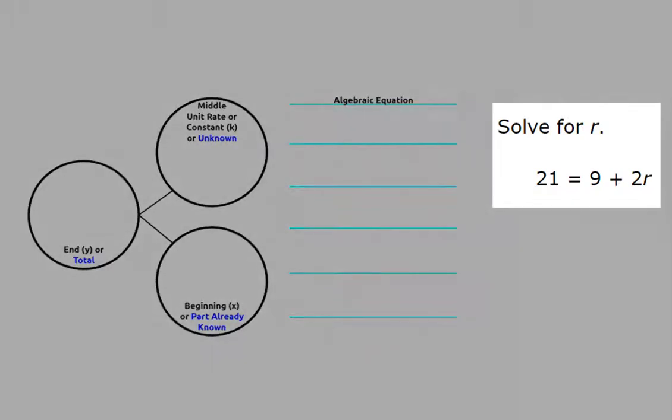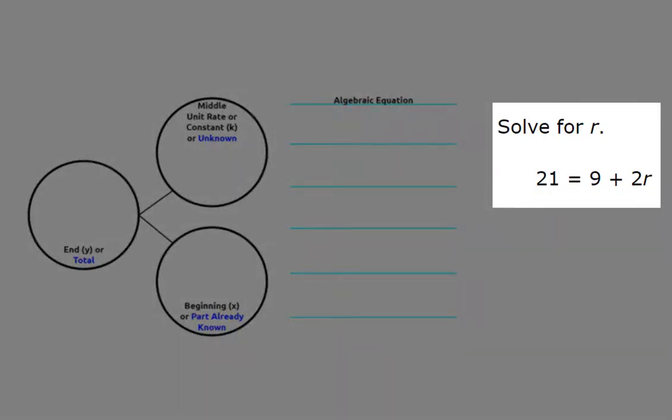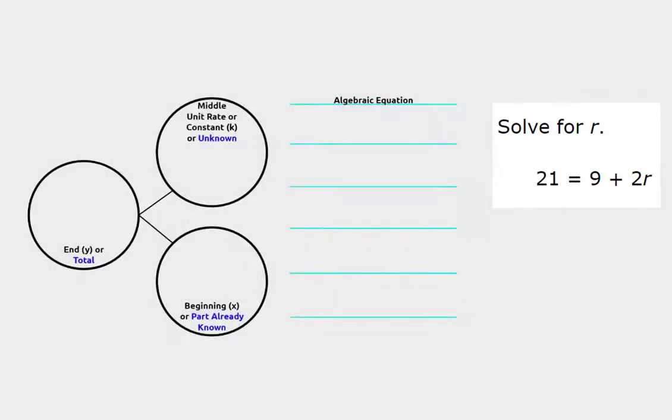The equation's already written for us. I'm going to put it on the line so you can see step by step how solving a typical algebraic equation happens with the use of the number bond. I've got 21, and it doesn't matter what way that they set it up. This is the best part. 21 is equal to 9 plus 2r.